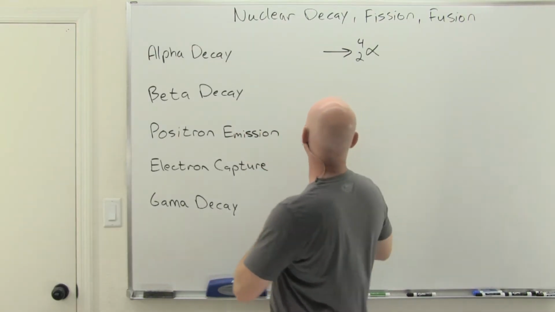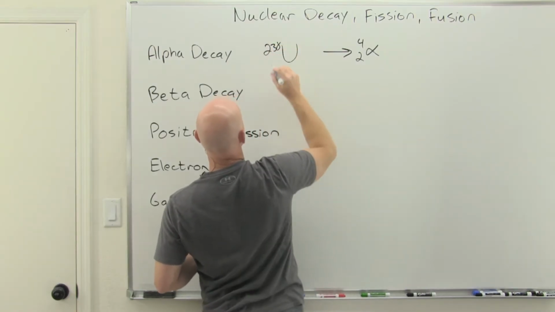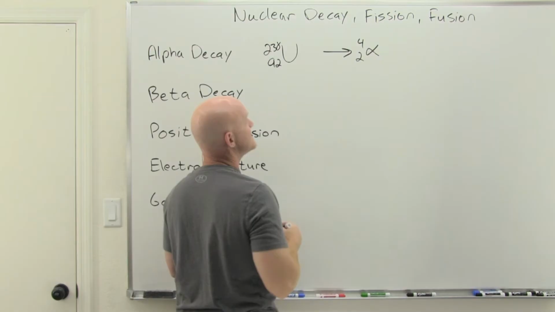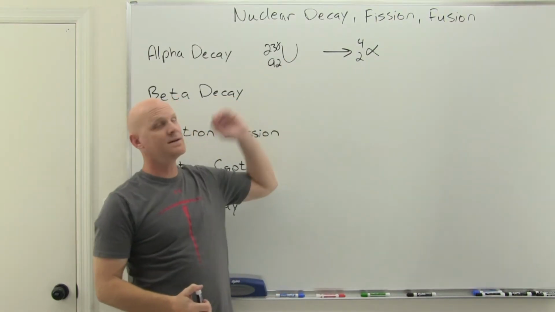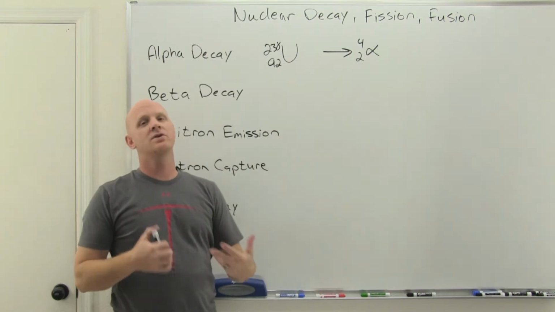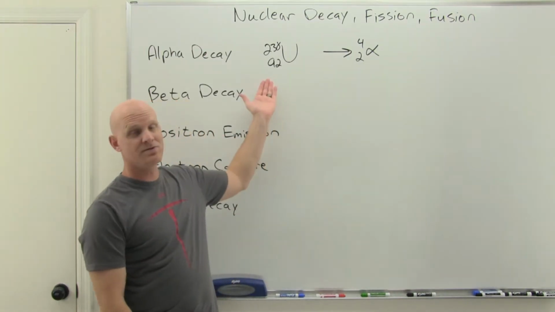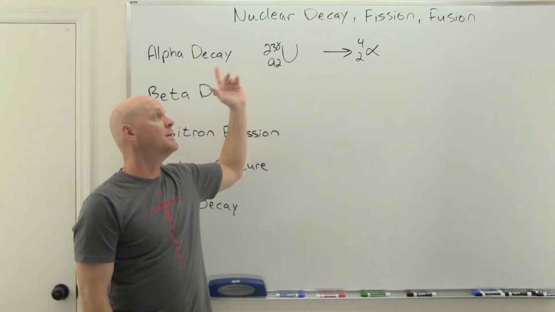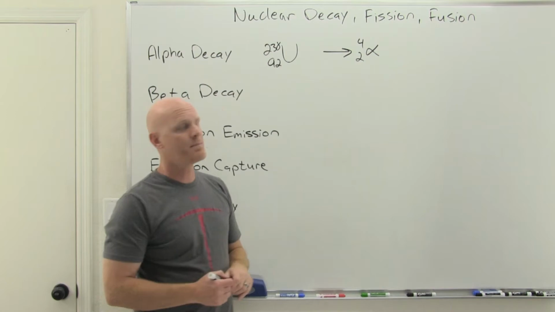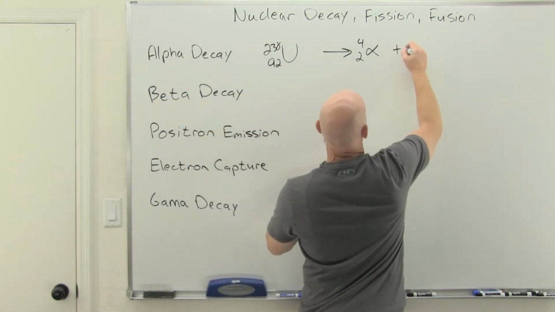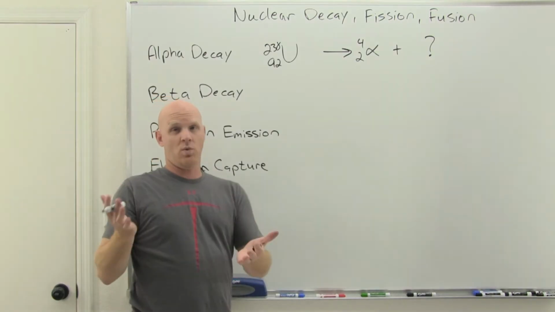So let's say we take uranium 238, atomic number 92, and we say, what would be the product of alpha decay of uranium 238? And you'd have to predict it. You'd have to know that uranium 238 is the reactant, but you'd also have to know that an alpha particle is on the product side of this process, and then you'd have some other mystery particle here as well. And you have to figure out, okay, what could that be?